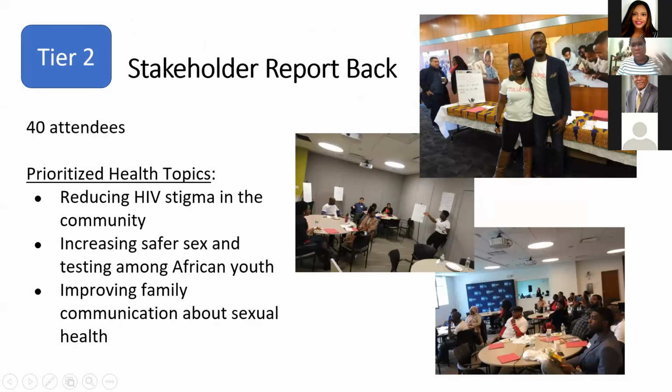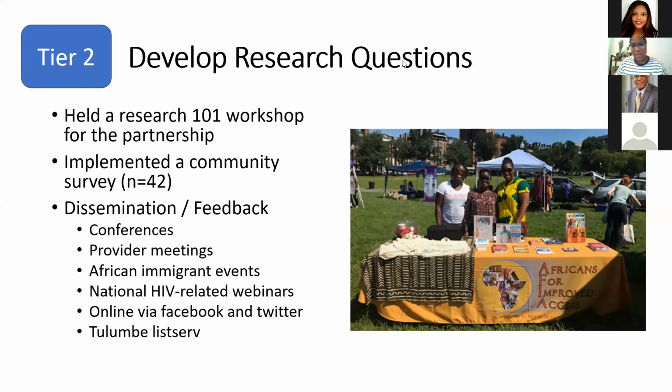In Tier 2, we reported back to the stakeholders, and they prioritized 3 of the issues that we should move forward and focus on in terms of developing research questions: stigma, youth, and then family communication. In order for us to develop the research questions, we again engaged the partnership in building capacity. So we had a Research 101 workshop. We implemented a survey to ask community members what questions they are most interested in as it relates to these 3 priority areas. And then we did some dissemination and feedback in other ways.